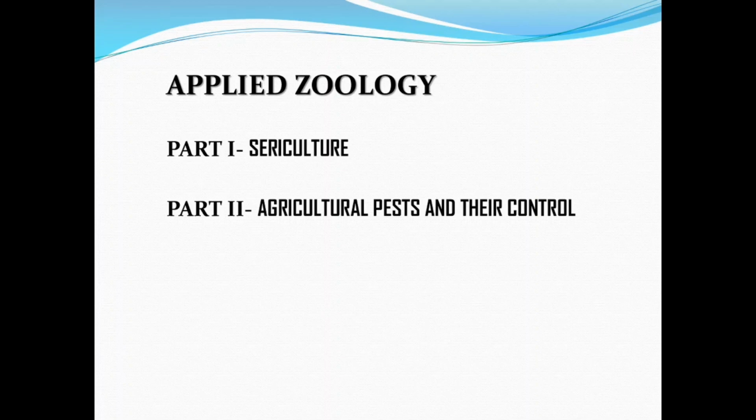Applied Zoology is divided into two parts. Part 1st will be Sericulture, in which we are going to study about rearing of silkworm. Part 2nd includes agriculture pests and their control.